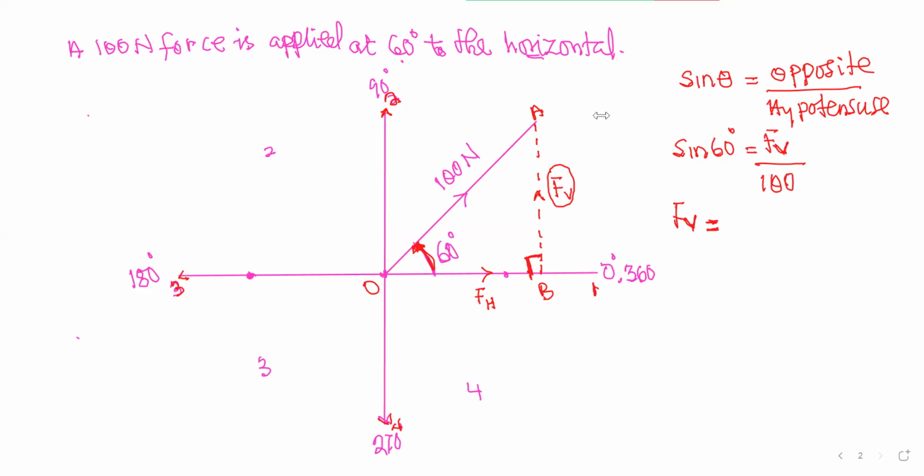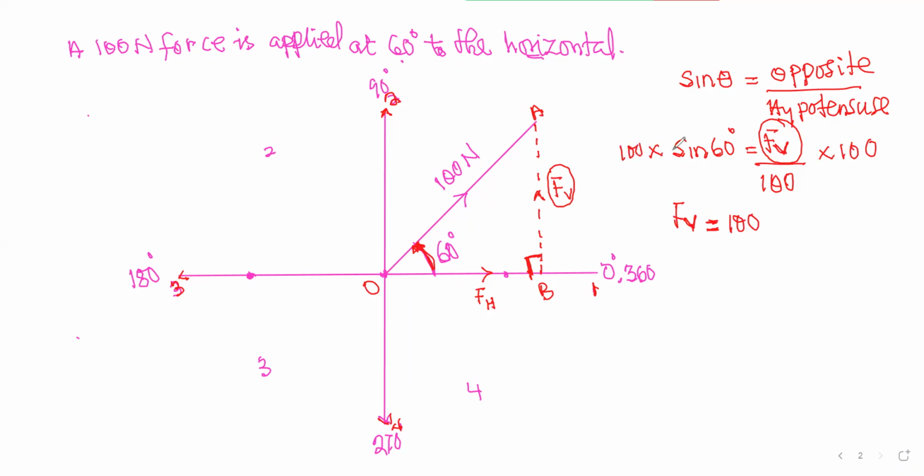There is another hand up. Samsung, quick one. Sir, what's the question? I thought you said we should make the FV the subject of the equation. Yes, we are making FV the subject. So what will that be? 50 Newton. So you multiply through by 100, isn't it?